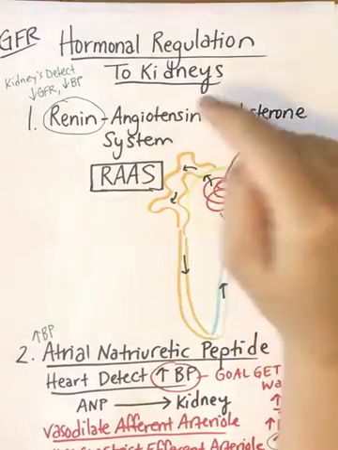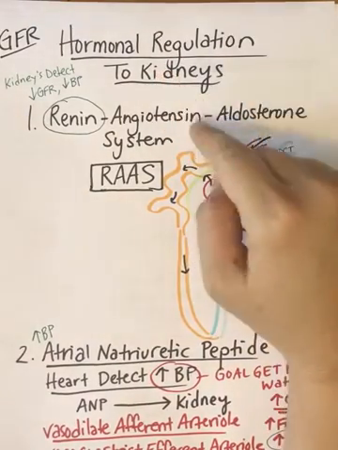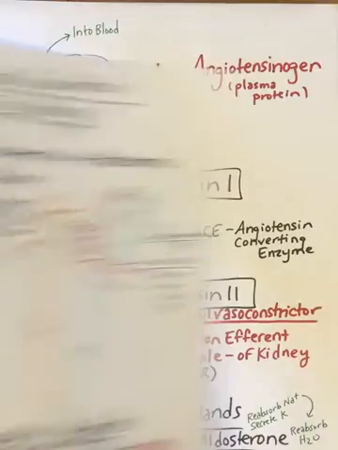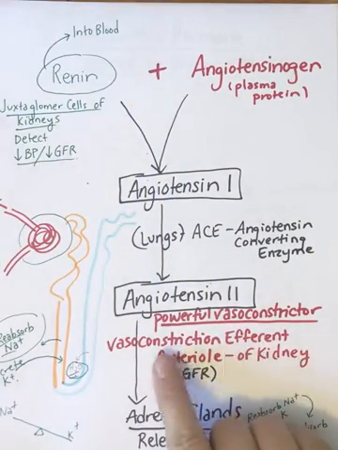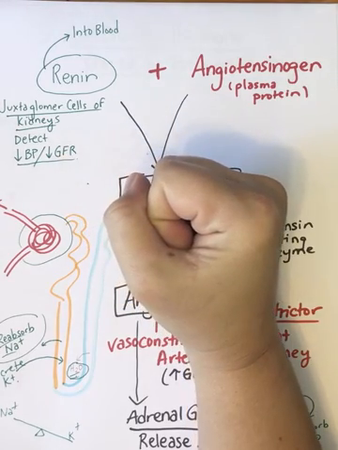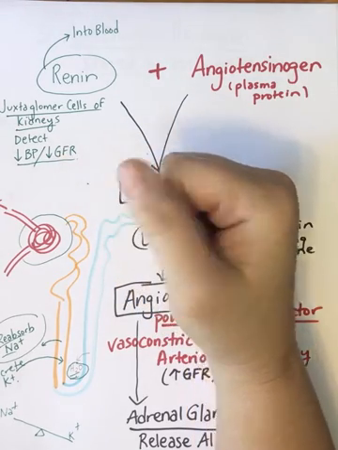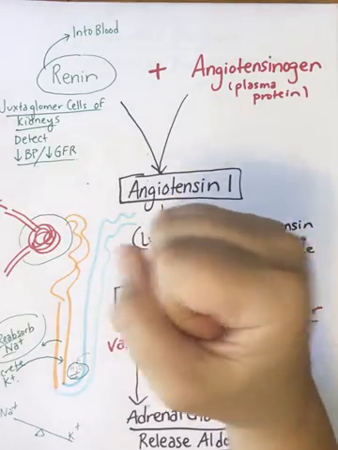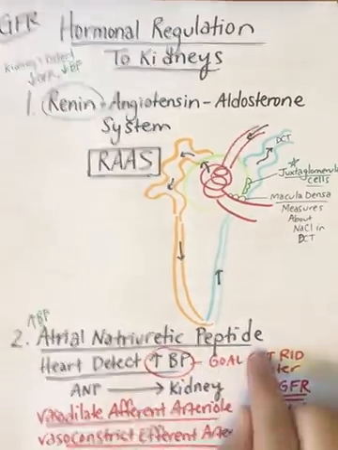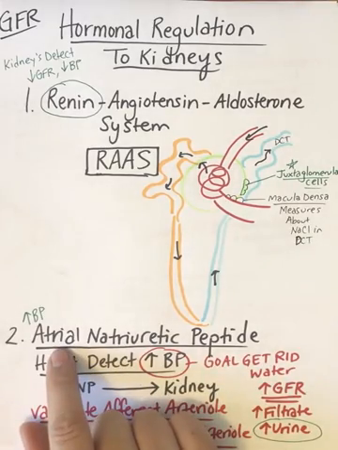Remember that angiotensin 2 is a powerful vasoconstrictor. It's going to vasoconstrict the efferent arteriole. So when you turn off the efferent arteriole, basically you increase your GFR because that's the drain. Okay, atrial natriuretic peptide comes from the heart, specifically from the atria.